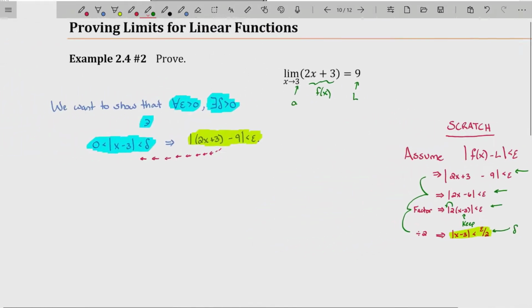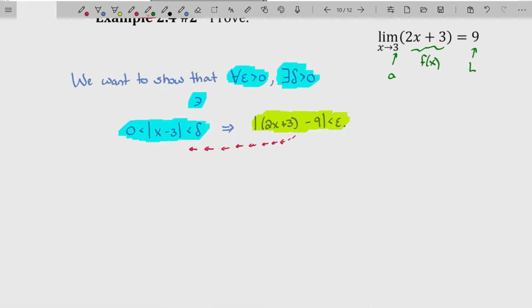So here we go. I'm going to actually hide that scratch work. I'm going to go ahead and go over and use this template. This is actually my template right here. And I'm going to start my proof. Proof. PF means proof, if you didn't know that.